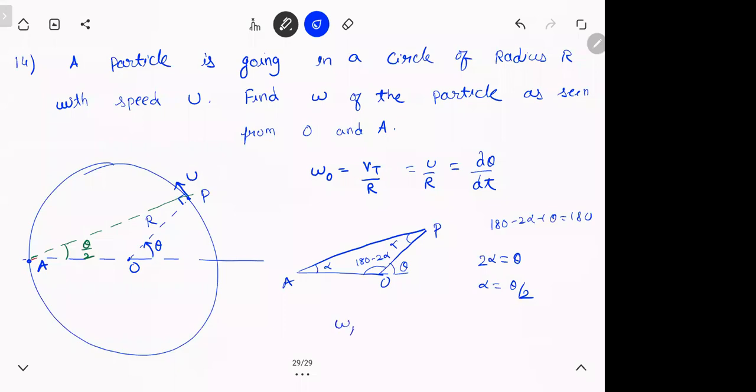So what is angular velocity about A? d alpha by dt, the rate of change of angle. But what is alpha? Theta by 2. So that is half d theta by dt. That's u by 2r. So this is important. Unlike speed, if someone asks you to find the speed of a particle, it is u from everyone. But angular velocity is different. The same particle can have different angular velocity depending on where you're seeing it from. O will think angular velocity is u by r, whereas A will think it is u by 2r, half of it.